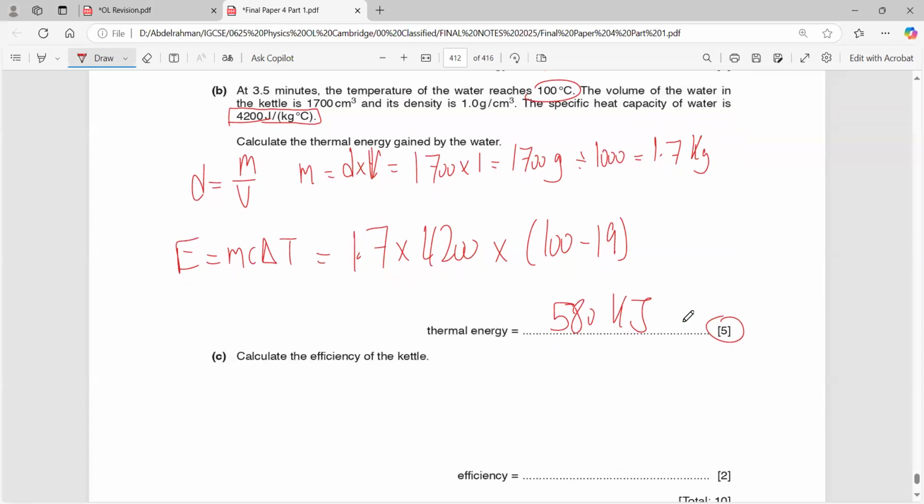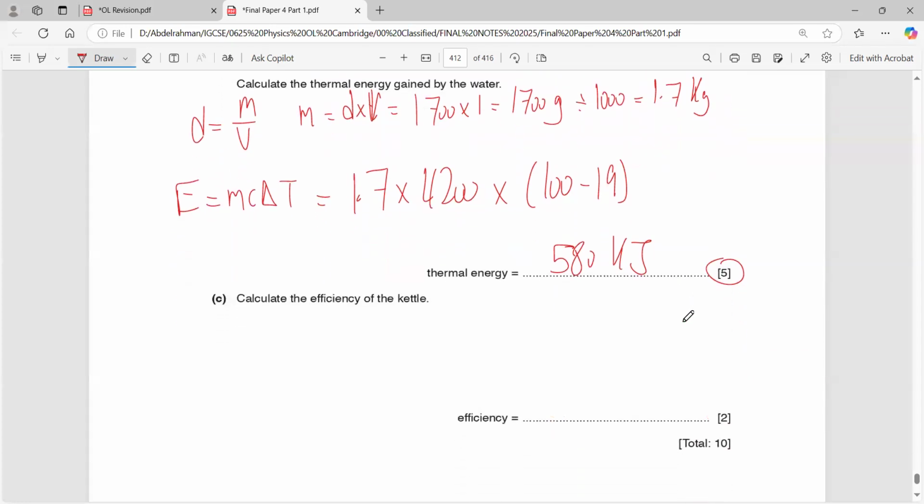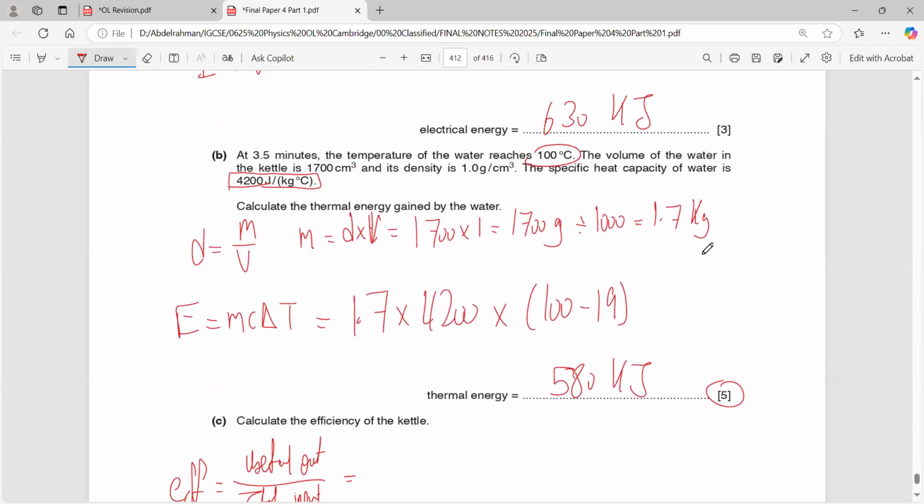Okay, let's go. Calculate the efficiency of the kettle. Efficiency equals useful power output over total power input, or useful energy output over total energy input. Do we have output and input? Yes, we have two numbers, 630 kilojoules and 580 kilojoules.